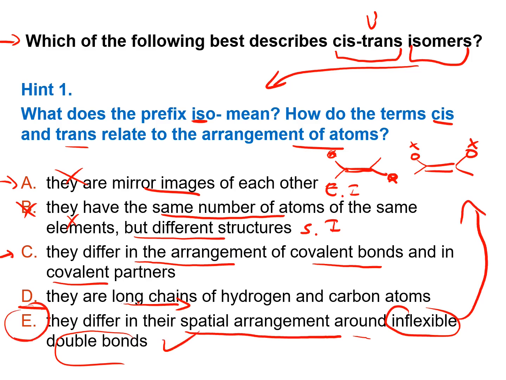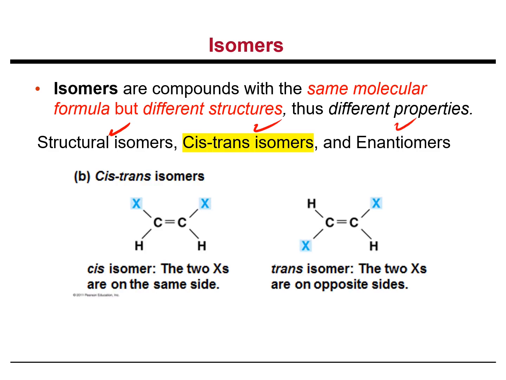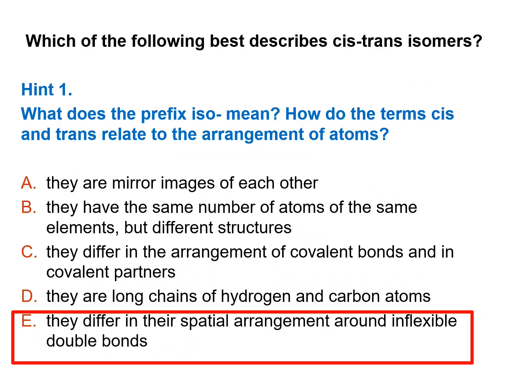So let's go and see why. I told you there were structural isomers, cis and trans isomers, and enantiomers. Here, this one will be the cis, this one will be the trans, and you can see more about that in the video lecture. Cis and trans isomers have the same covalent bonds, but differ in the spatial arrangement. So this is the answer.